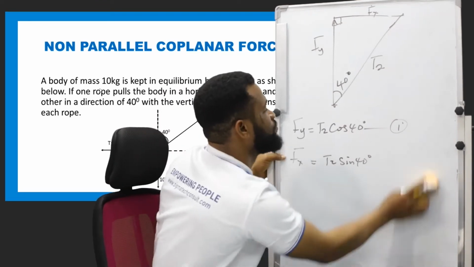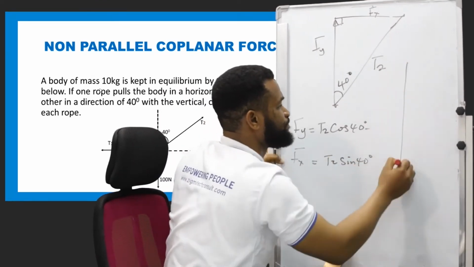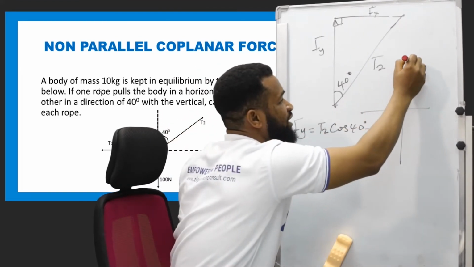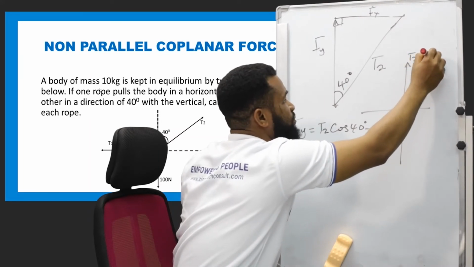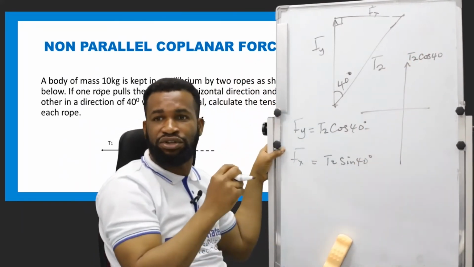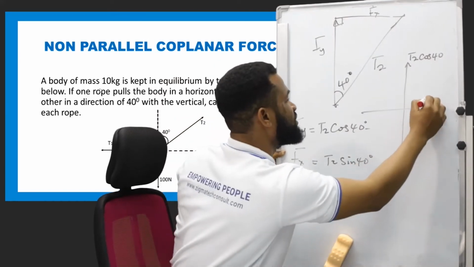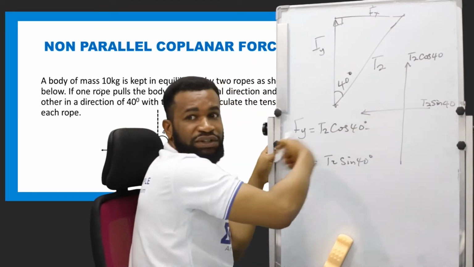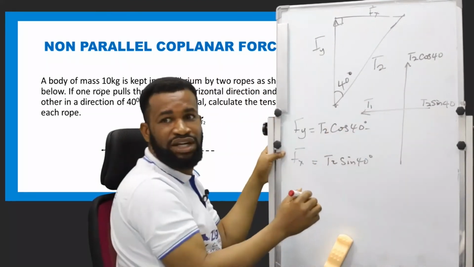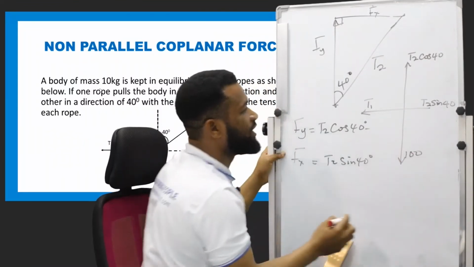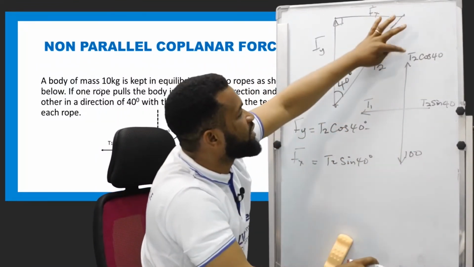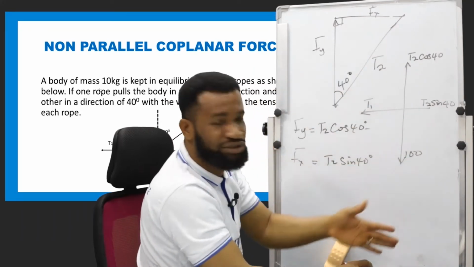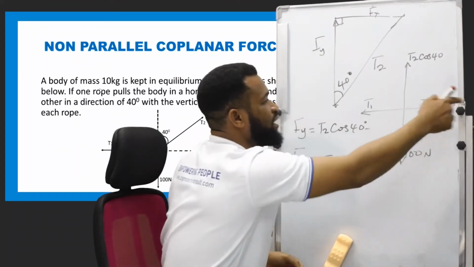At the end, this is what I'm going to have. The one on the vertical axis, which is Fy, is going to be T2 cos 40. And the one in the horizontal direction is going to be T2 sine 40. And the one moving in this direction is T1, and the one moving downward is 100. Now look at this. The upward force is T2 cos 40, and 100 Newton is going down, while this one is moving in the horizontal direction.